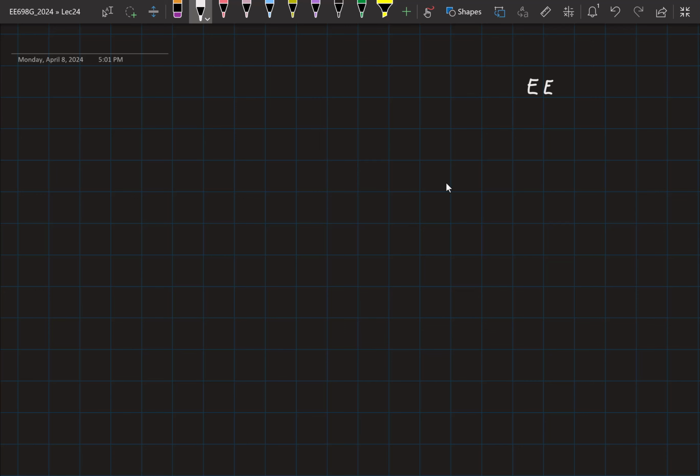So this is EE69AG, lecture 24, and we are designing a ring oscillator with 2 GHz frequency. The frequency of a ring oscillator is given by 1 by 2n times Td.